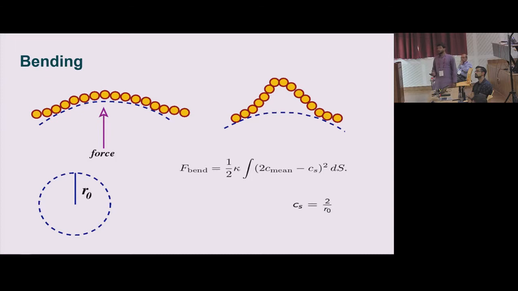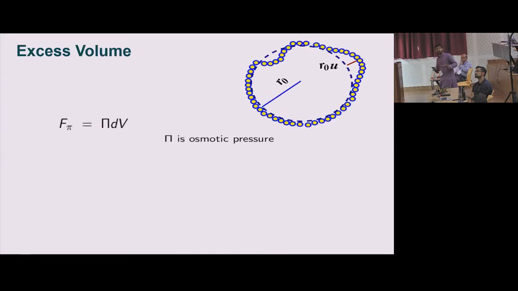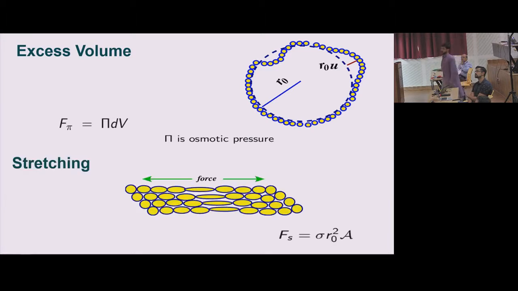this. And there is the osmotic pressure, so the water coming in or going out of the membrane leads to the volume energy contribution that is given by a Pi. Capital Pi is the osmotic pressure. And there is stretching. If you stretch the membrane, that leads to an extra area A, and the stretching energy is this.